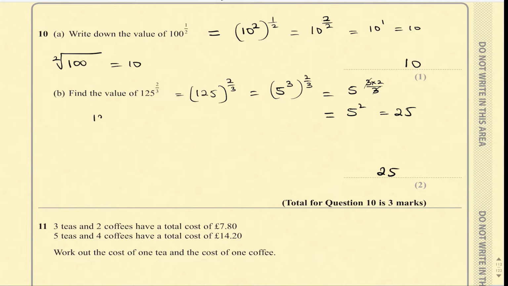Another way to do it would be, right, the cube root of 125 in brackets, squared. So that's what it is. Therefore, that is 5 squared, and that will be 25.